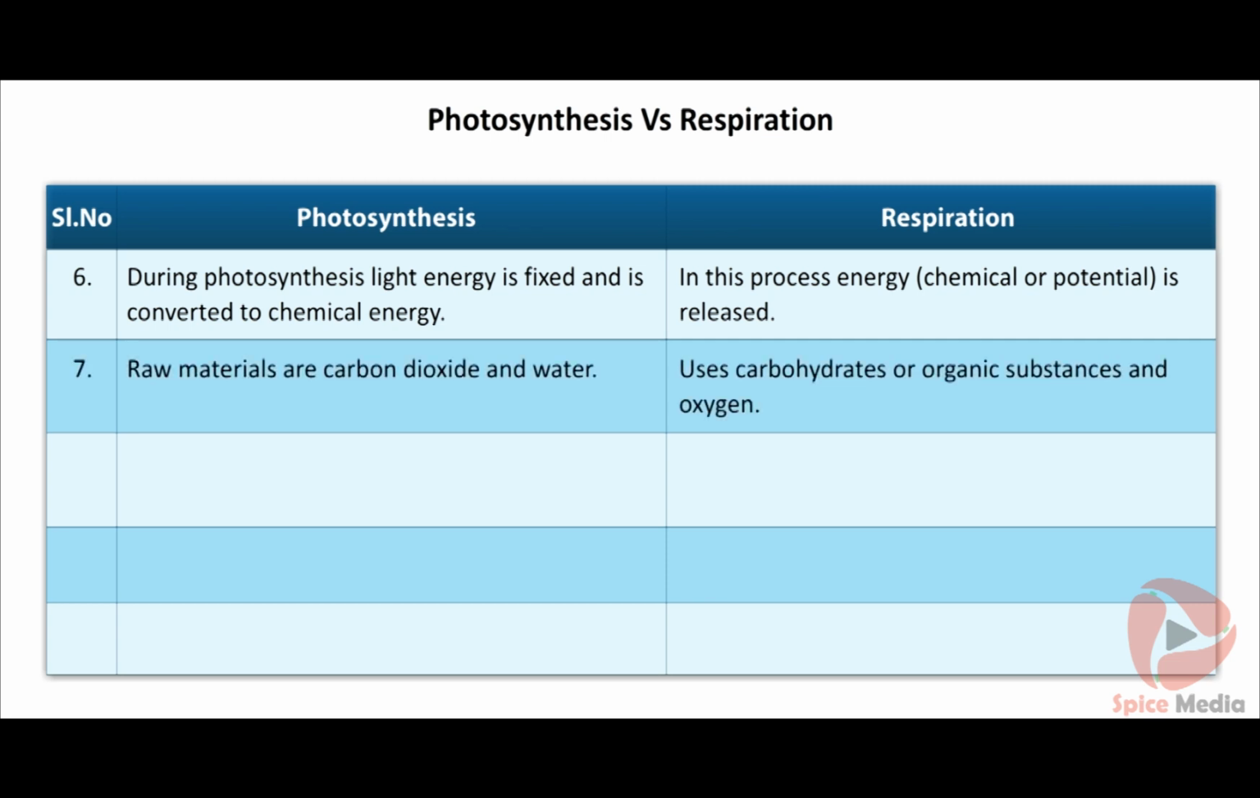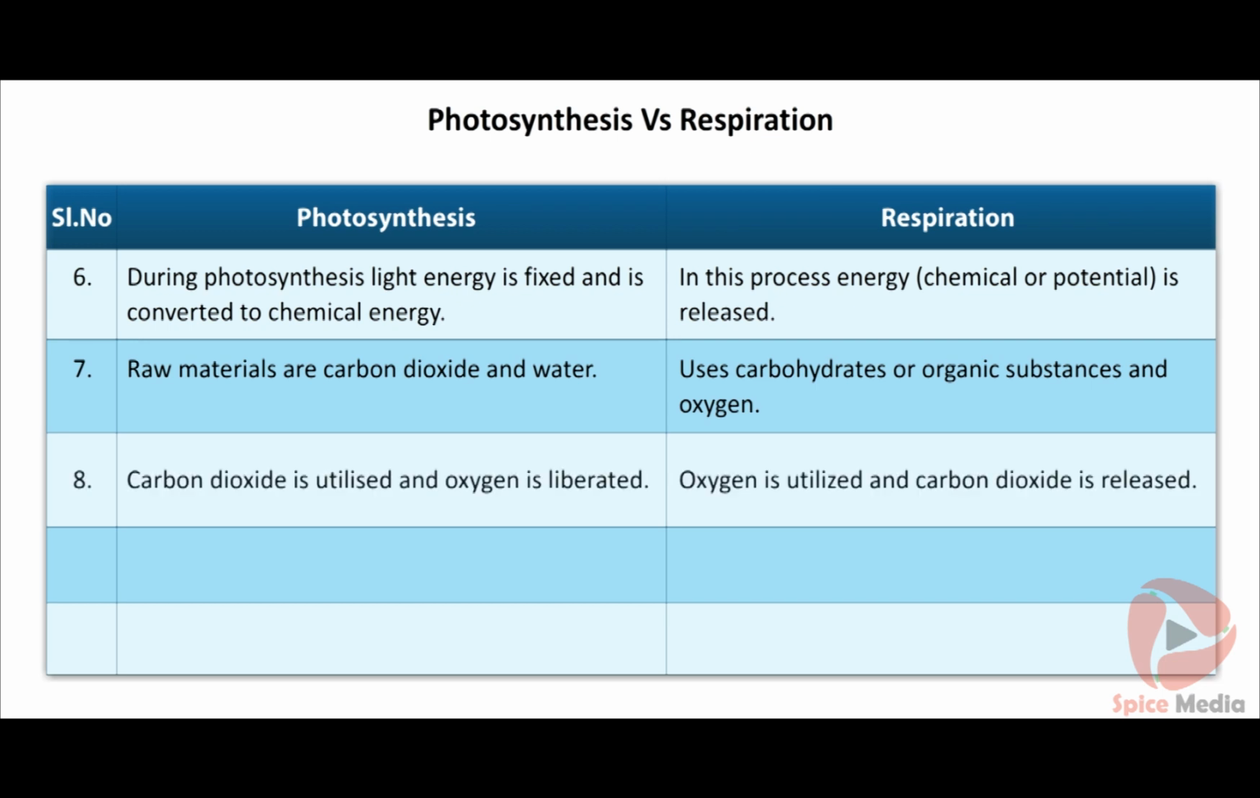Raw materials like carbon dioxide and water are required for photosynthesis. During respiration, oxygen is used to oxidize carbohydrates or organic substances to liberate energy. During photosynthesis, carbon dioxide is utilized and oxygen is liberated. During respiration, oxygen is utilized and carbon dioxide is released.